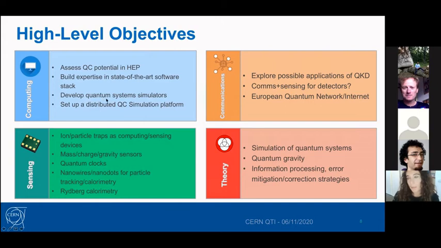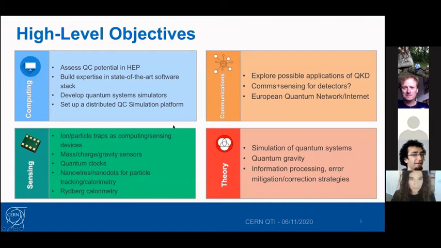the state of the art as far as software stacks are concerned for simulation of quantum systems and quantum circuits, from a development point of view, but also from a service point of view. So one of the ideas is to contribute to the definition of a distributed quantum computing simulation platform that our users will be able to access for their studies.